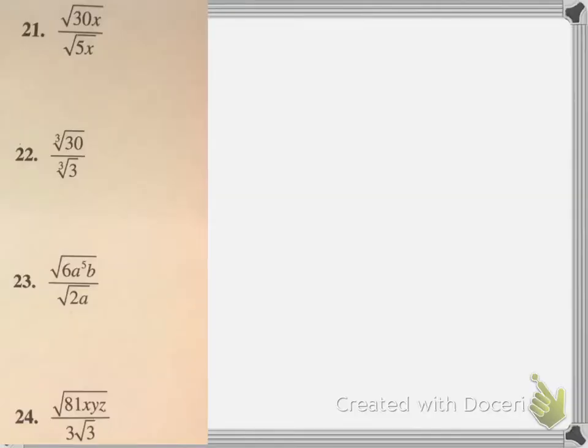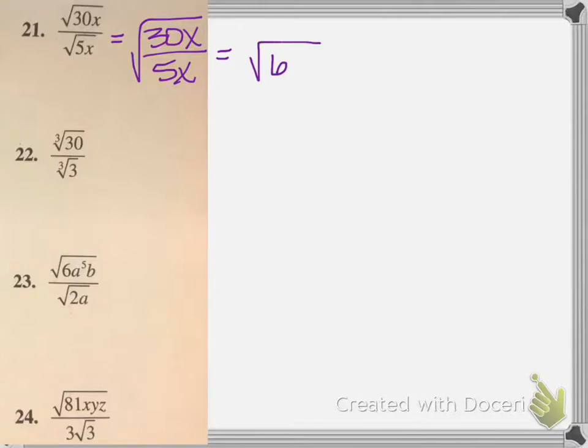Okay, let's look at some division problems. I have the square root of 30x over the square root of 5x. Well, I can rewrite it all as 1 square root, since they both have a square root. And then it's easier to see that I actually can simplify my fraction. The square root of 30 over 5, that is 6, and x over x, well, that cancels out. So it looks like my final answer is going to be just the square root of 6, and I can't take the square root of that, so I'm just going to leave it square root of 6.